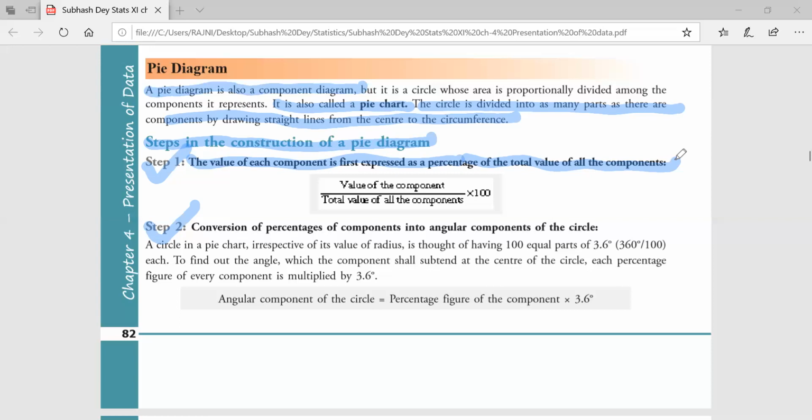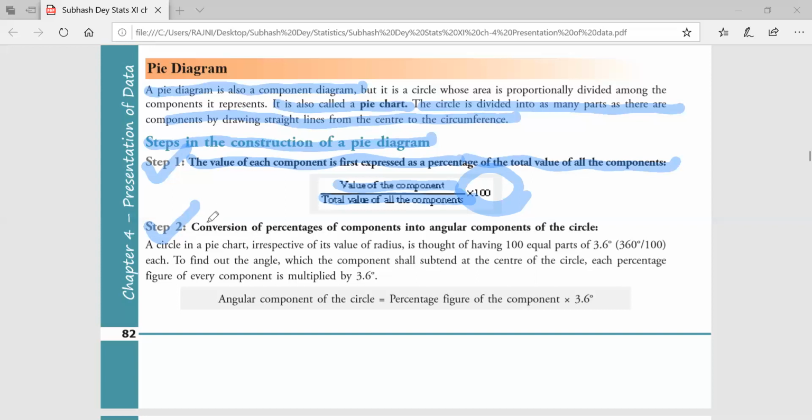And what will be the process and the formula to calculate it in the form of percentage? Right: the value of the component will be divided by the total value of all the components, and it will be multiplied by 100, because you are representing the data in the form of percentage. You are converting the data into the form of percentage.